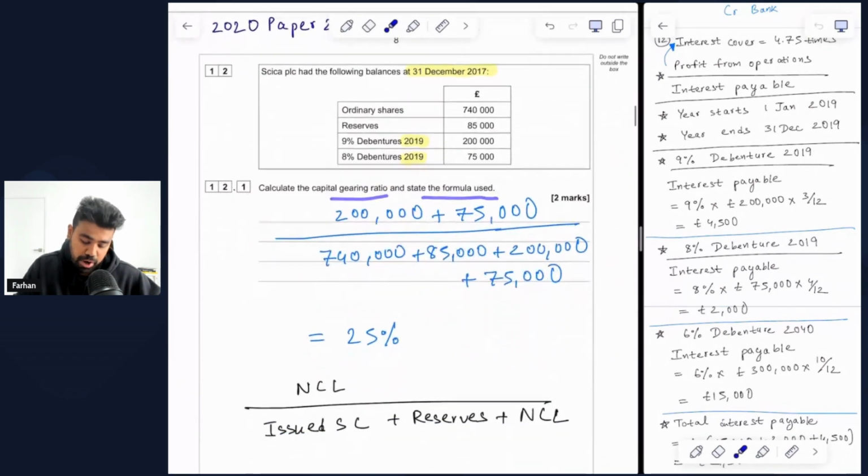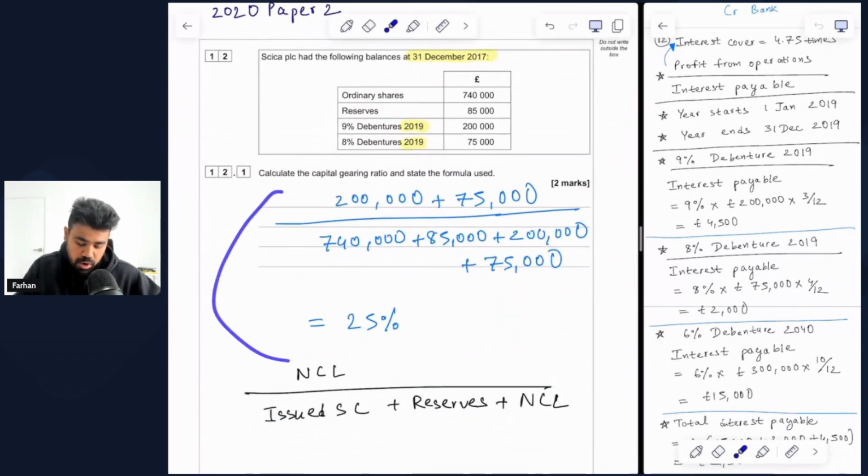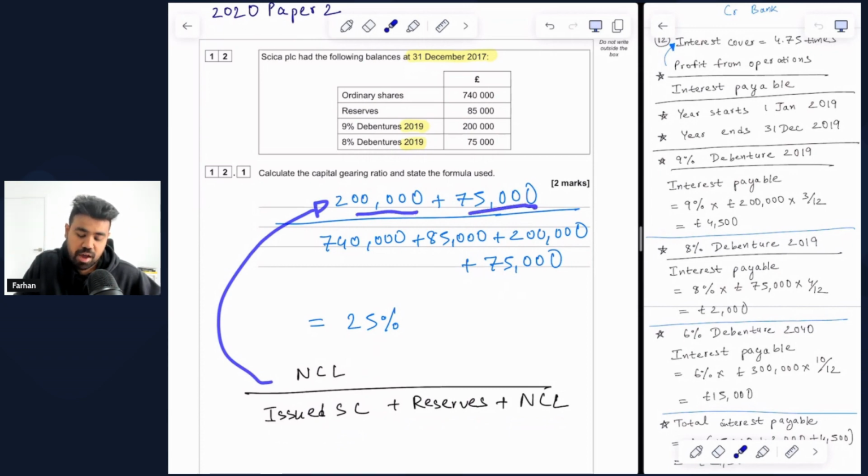Now, the capital gearing ratio simply stands for the non-current liabilities divided by the issued share capital plus reserves plus the non-current liabilities. So it's very simple and straightforward. The total of the non-current liabilities are 200,000 for the 9% debentures plus an additional 75,000 for the 8% debentures, and then we are dividing with the ordinary share capital of 740,000 plus reserves of 85,000, and then again adding the two types of non-current liabilities for debentures that we have.